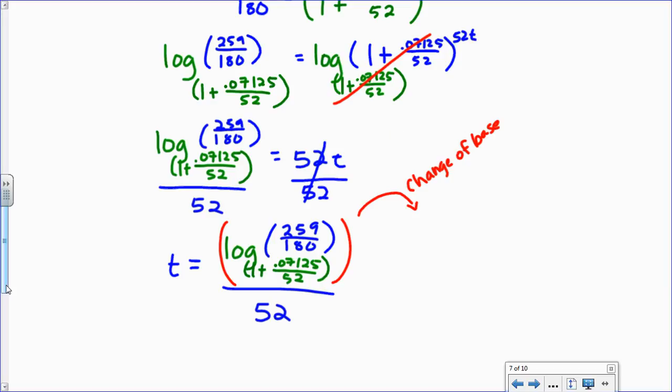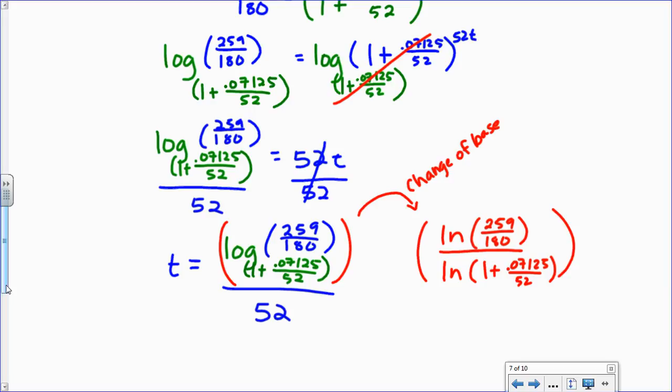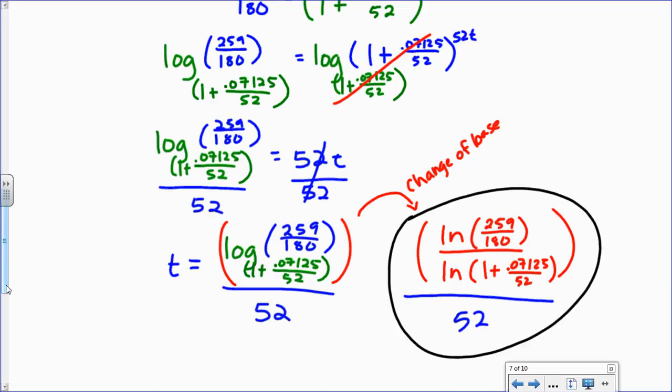Okay, so change of base. I use natural log, so that's natural log of the big number, what you're taking the log of, so 259 over 180, and then natural log of the base, 1 plus 0.07125 divided by 52. Divided by 52. So this is what I can type in my calculator.